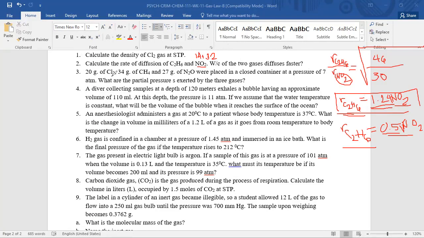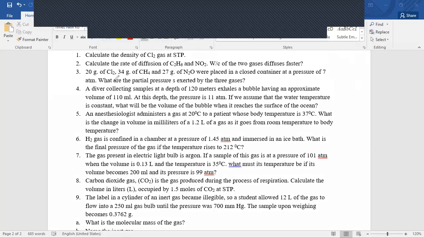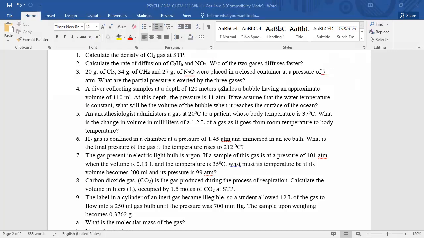Next, number 3. Ito medyo mahaba. Ang nakalagay dyan, 20 gram of chlorine, 34 gram of methane, and 27 gram of dinitrogen oxide. Nilagay sila saan? Sa isang container at a 7 atmospheric pressure. So, ano daw yung partial pressure ng each gases?